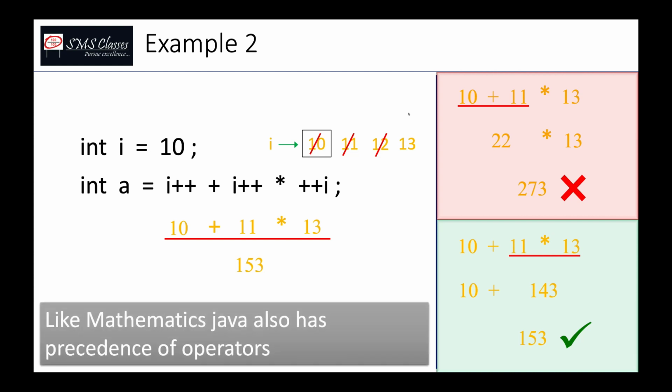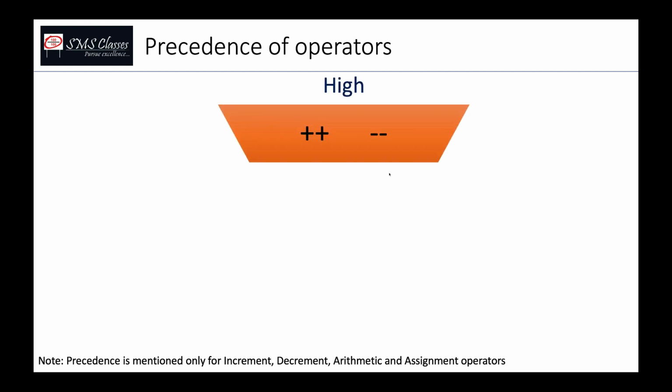Like mathematics, Java also has precedence of operators. In Java, there are many operators like relational operators, logical operators, etc. But in this video, I'll be covering precedence only for increment, decrement, arithmetic, and assignment operators. So increment, decrement operators take the first precedence. After that, multiplication, division, and modulus. In these three, it goes from left to right.